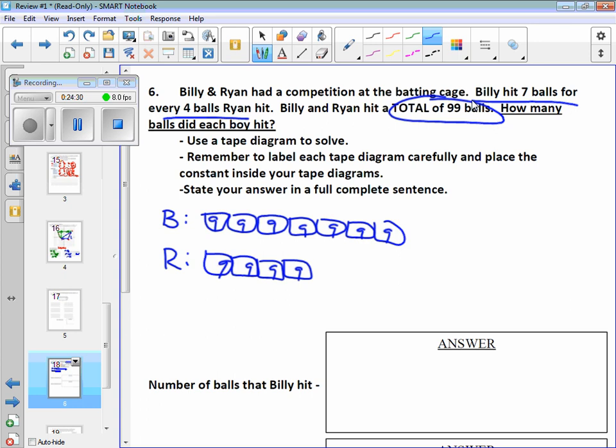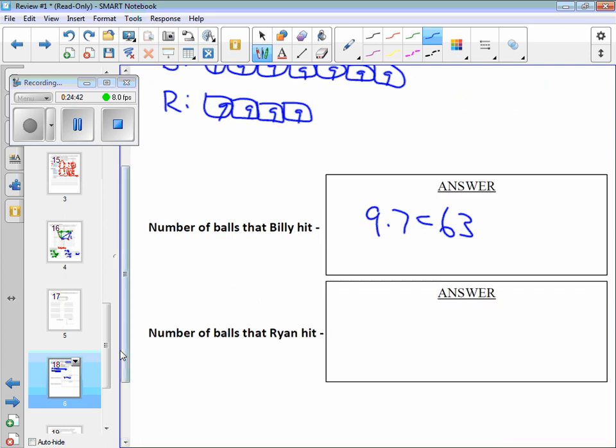Now all I've got to do is count up all my 9s, because this is Billy and this is Ryan. I know that there's 7 boxes, so it's 9 times 7. He hit 63, and Ryan is 9 times 4, and that's 36. And look, watch, here's your double check. These two numbers should add up to how much? 99, and it does.